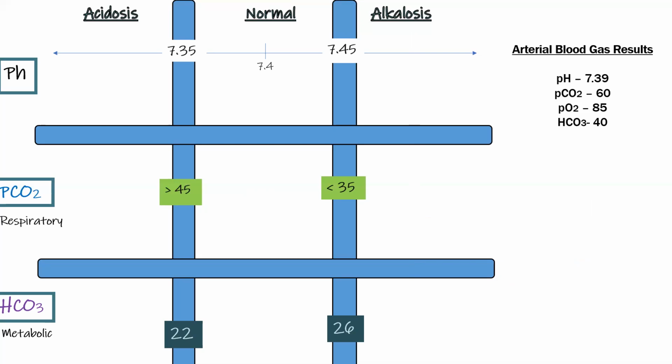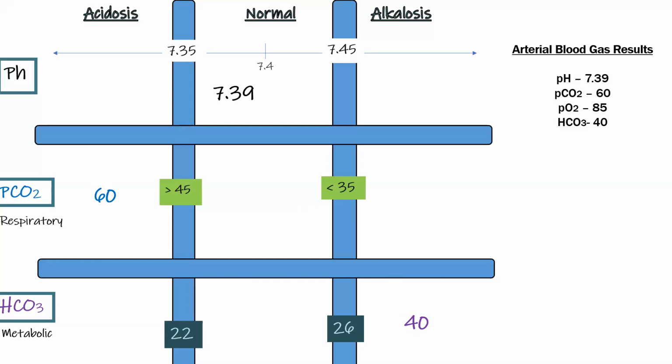We have a pH of 7.39, which is categorically normal. You'll notice that I'm pushing it slightly to the left-hand side of this normal column up here. Next, we have a carbon dioxide of 60. This is going to be abnormal, falling in the acidosis column. We also have a bicarb of 40, which is abnormal, but it falls in the alkalosis column.